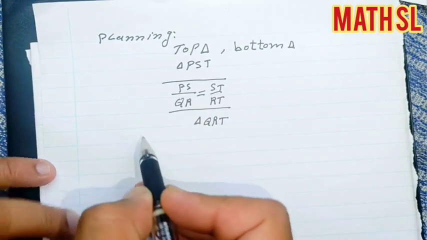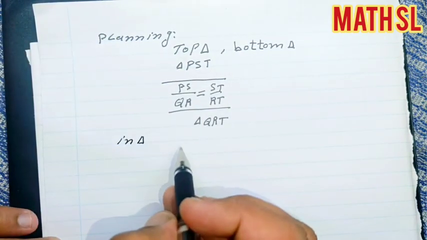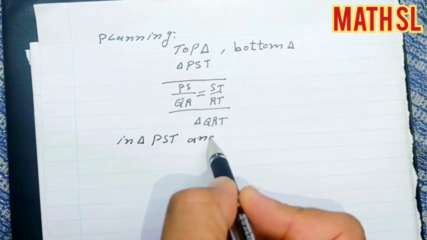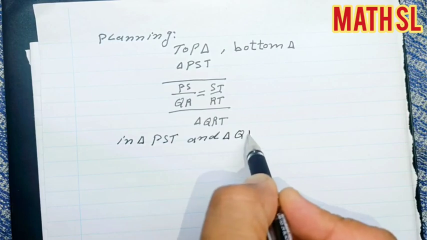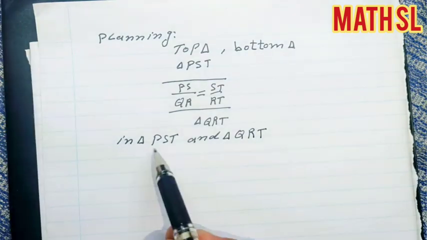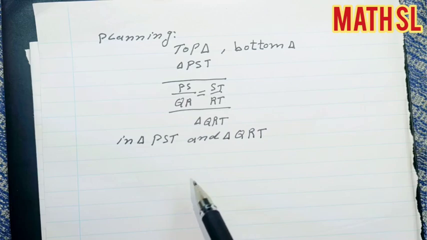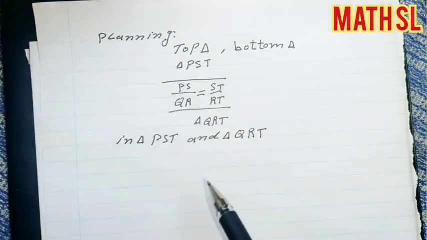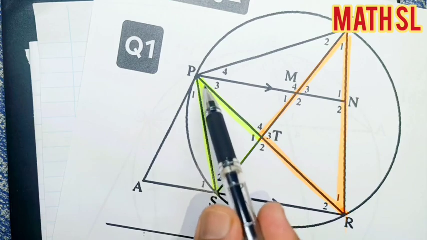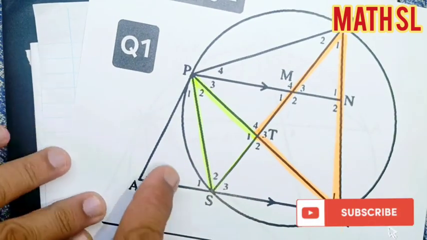So we're going to say in triangle PST and triangle QRT. So have a look now. Remember, whatever you write here on top doesn't matter, but at the bottom you have to pay attention to the order of the letters. So angle P, this is P in triangle PST. I need to prove only two angles here.